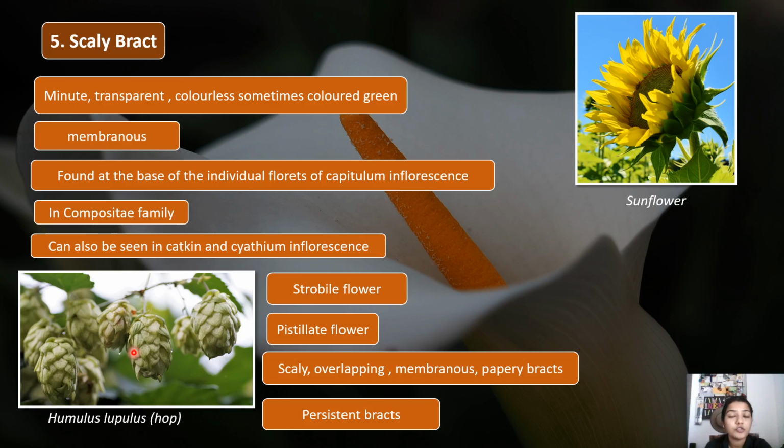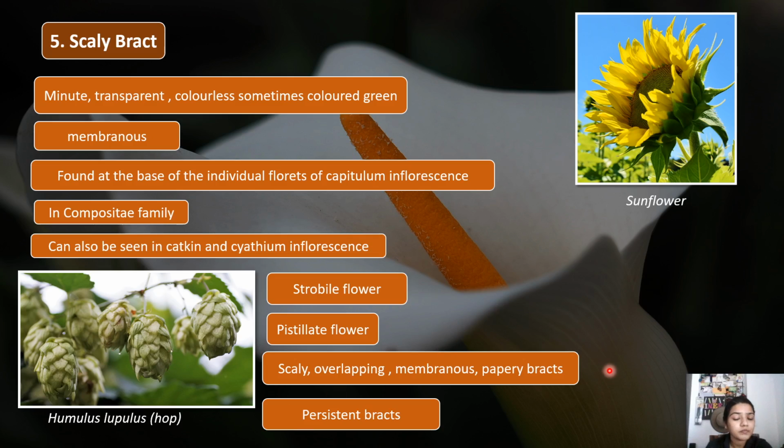There are certain bracts that are deciduous, right? So when these bracts are deciduous, that means the bract will fall off or drop off at an early stage. So when bracts fall off at an early stage, we call them deciduous bracts. And when bracts stay in the tree or plant or flower for a longer time, we call it persistent bract. So these bracts of Humulus lupulus are persistent bracts, right?